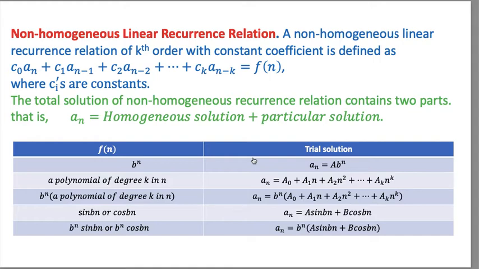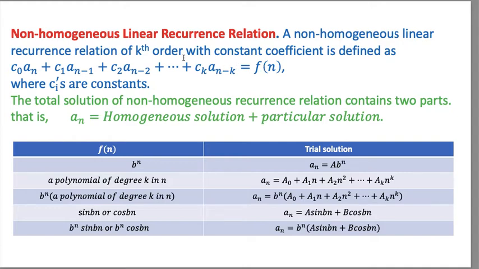It is a relation of kth order with constant coefficients which is written as C0 a_n plus C1 a_(n-1) plus C2 a_(n-2) plus ... plus Ck a_(n-k) equal to f(n). Here C0, C1, C2, ..., Ck are constants. The relation of this form is called the non-homogeneous linear recurrence relation.